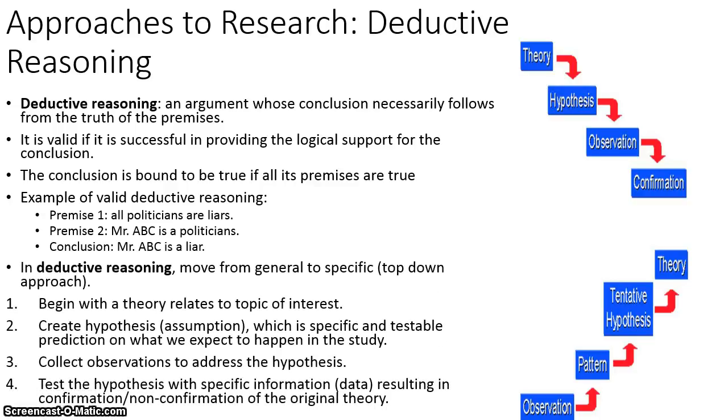In deductive reasoning, it moves from general to specific, which is known as top-down approach. Number 1. Begin with a theory related to the topic of interest. Number 2. Create hypothesis or assumption, which is a specific and testable prediction on what we expect to happen in the study. Number 3. Collect observation to address the hypothesis. Number 4. Test the hypothesis with specific information or data resulting in confirmation or non-confirmation of the original theory.